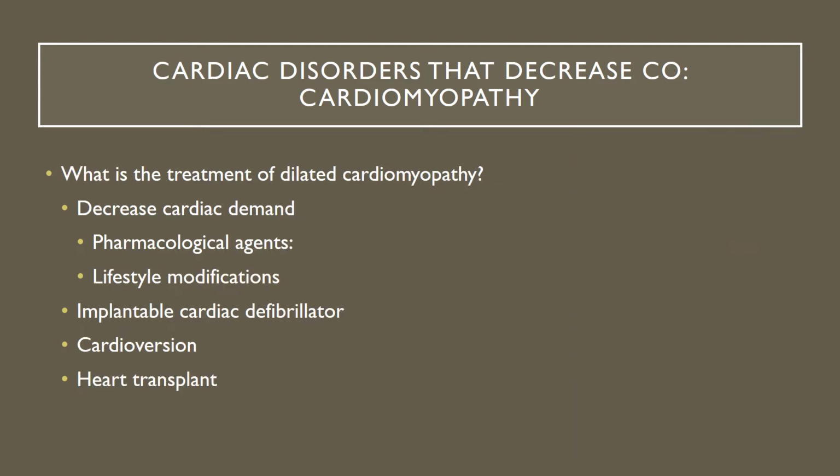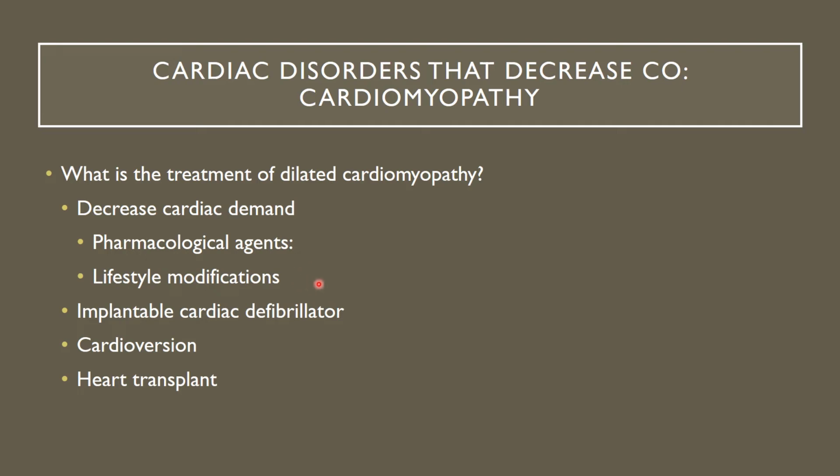What is the treatment for cardiomyopathy? Decreased cardiac demand. This is going to be the main thing. You might use pharmacological agents in this process, or lifestyle modifications, or both. Pharmacological agents might include beta blockers, ACE inhibitors, which are angiotensin-converting enzyme inhibitors, or calcium channel blockers. The heart is dependent on extracellular calcium for contraction, and if you block those calcium channels, you reduce the available calcium.